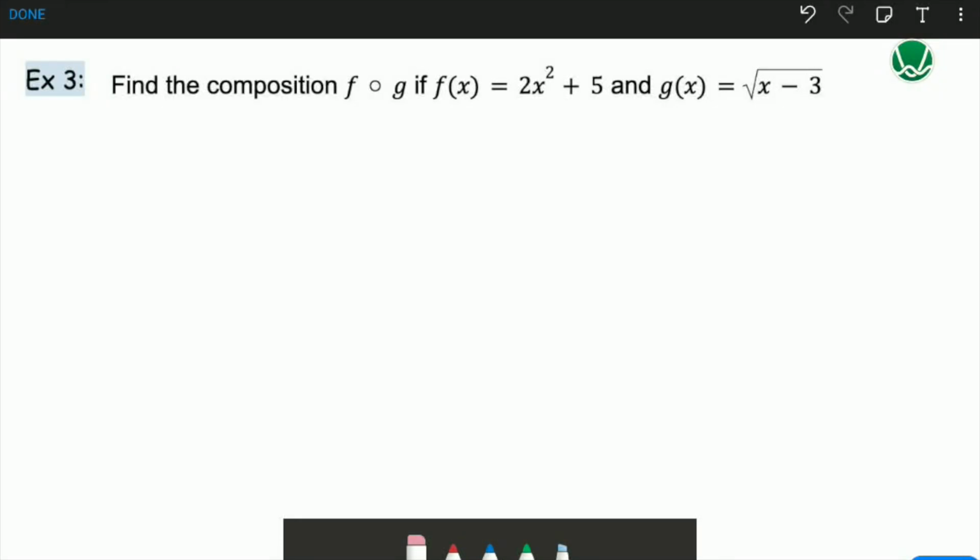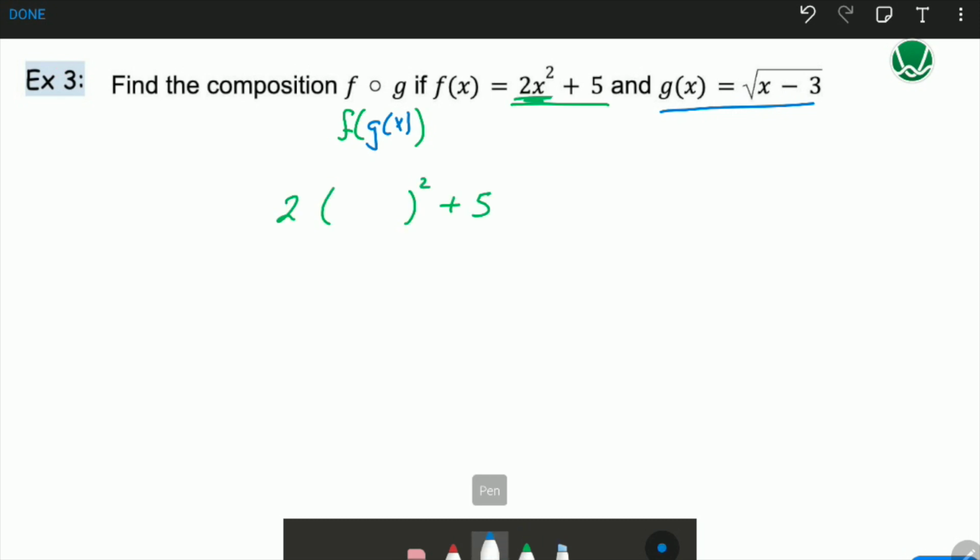Okay, in this example, we're going to find the composition of f with g. If f of x is 2x squared plus 5, and g of x is the square root of the difference of x and 3. Now, just like the other examples, we'll start by going through our outside one, doing the composition, f with g. So we're going to start by going through the outside function and put parentheses where I see x. So I have 2x squared, so 2 parentheses squared plus 5. Then my inner function is going to be my g of x, which is the square root of x minus 3.